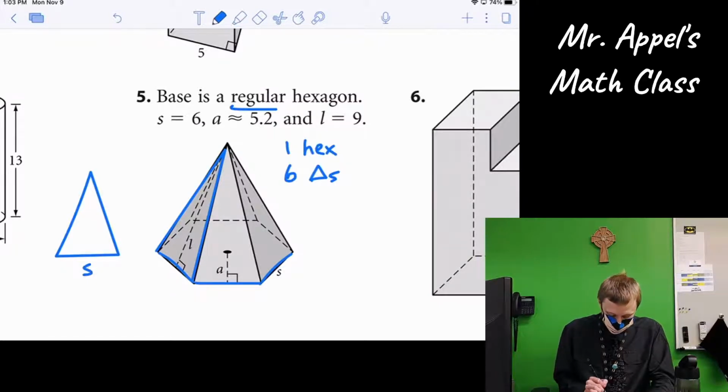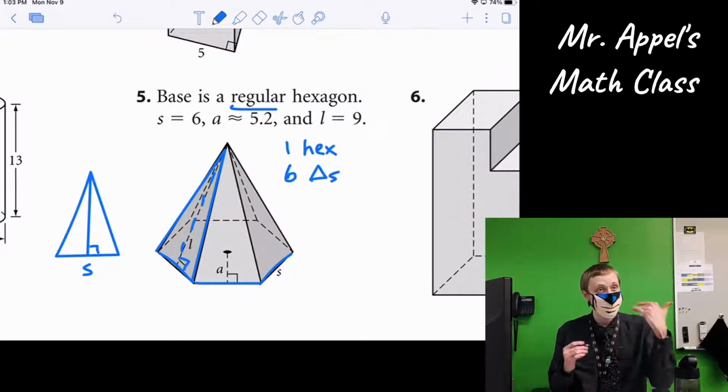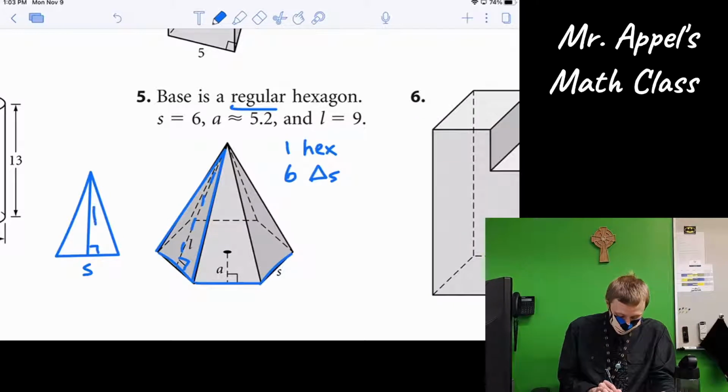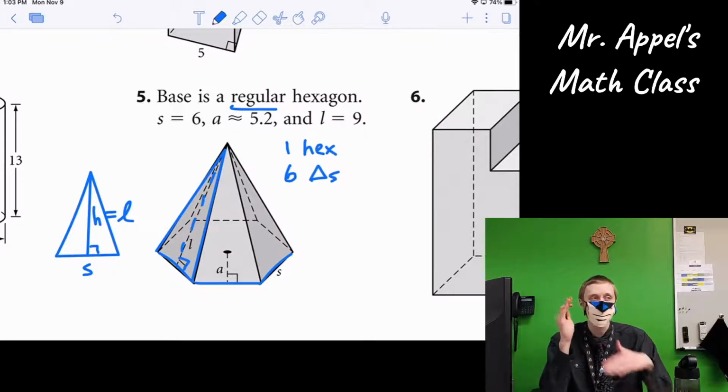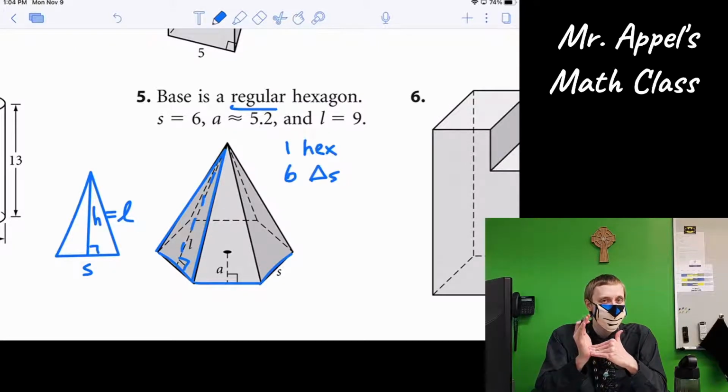So this would be S. And they give us this dashed line here, L, that makes a right angle. Look for that right angle. That is very important because that's what you need to actually determine the height of your triangle. In this case it is actually L. The height of the triangle has to be perpendicular to its base.